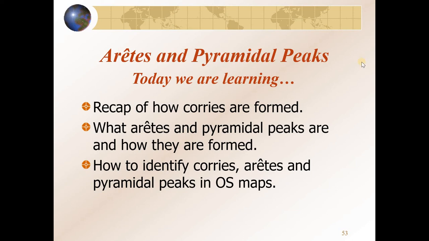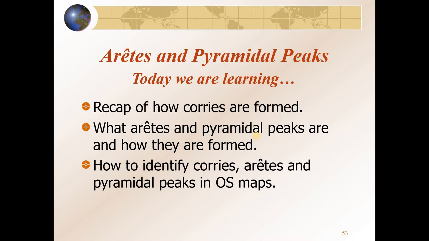Hi folks, and welcome to lesson 4, where we are going to look at two more glacial features, Aretes and Pyramidal peaks. So before we do that, we'll recap how corries are formed just very quickly. This is because Aretes and Pyramidal peaks are two features which follow on from corries. You don't get Aretes and Pyramidal peaks without corries.